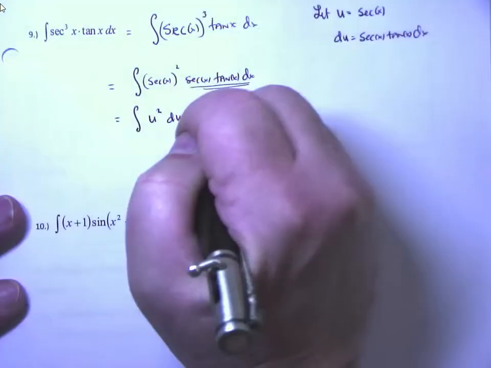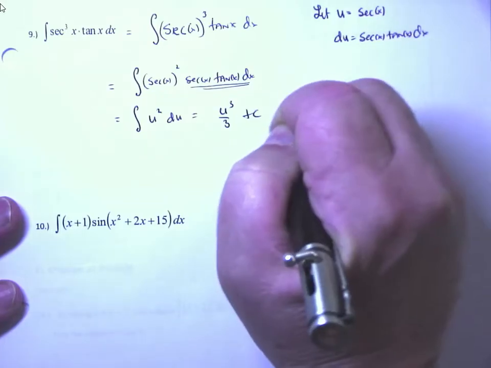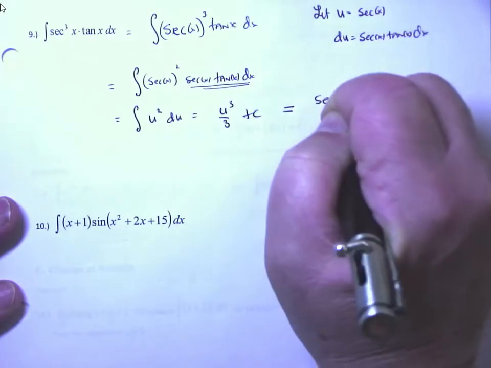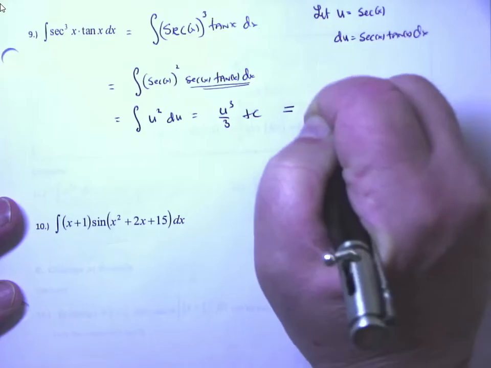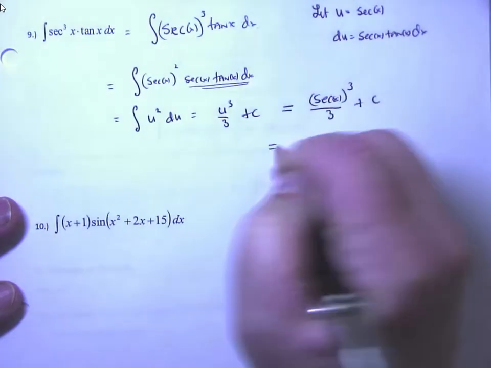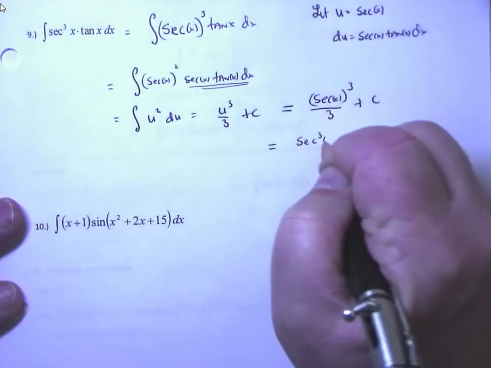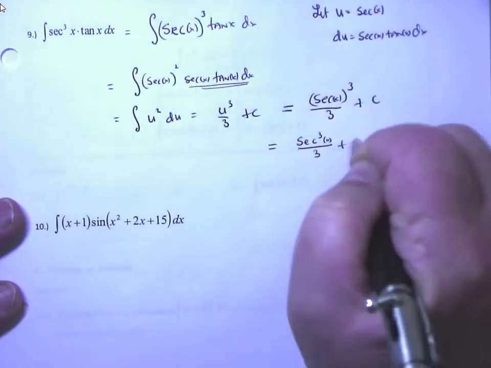Integral of u squared is add 1 over add 1, u cubed over 3, plus c, and then you back substitute. So this would be secant of x cubed over 3 plus c, or if I type this up as a multiple choice kind of an answer, you can also write it as secant cubed of x over 3 plus c.